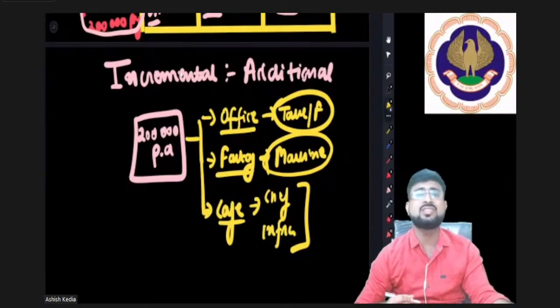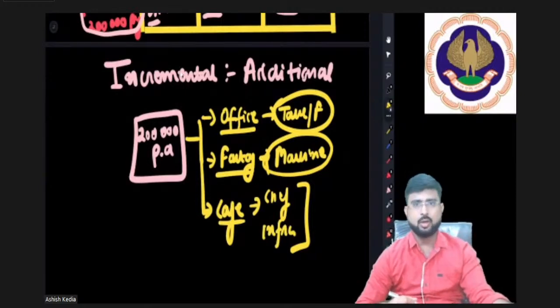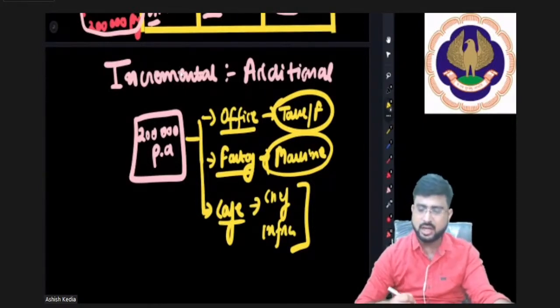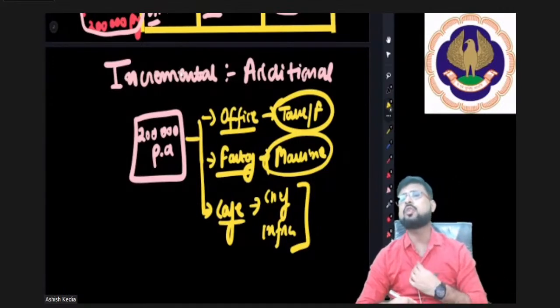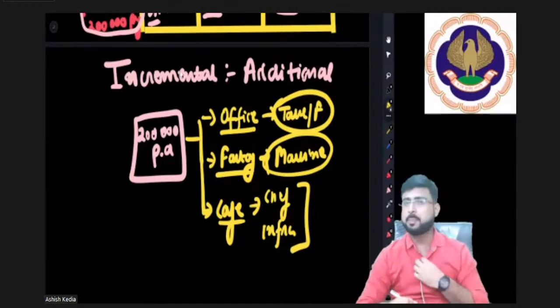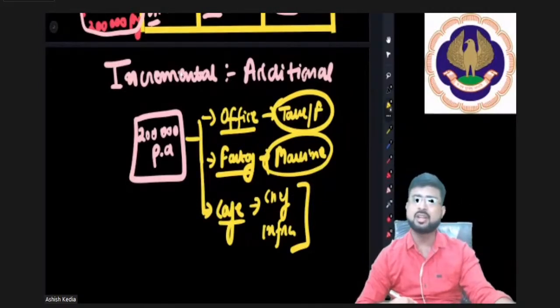Incremental cost is the additional cost. Okay, sir. Incremental cost means the additional cost. But pay attention, everybody. Here is a trick here.